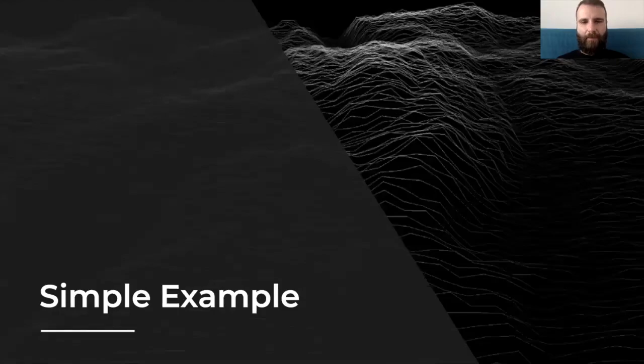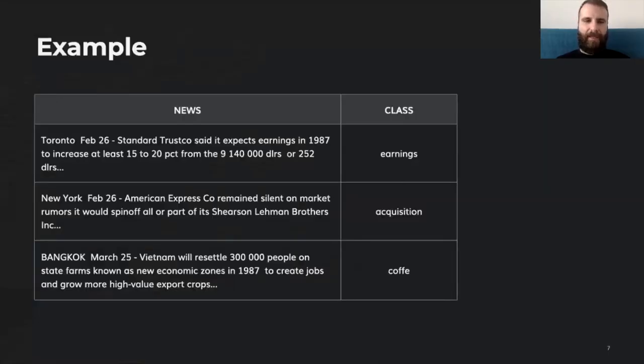Let's start with a simple example. Let's assume that we have some text data where we have some pieces of news and some classes, and we want to train a model so that once we get a new piece of news, we have a prediction of what class it belongs to.